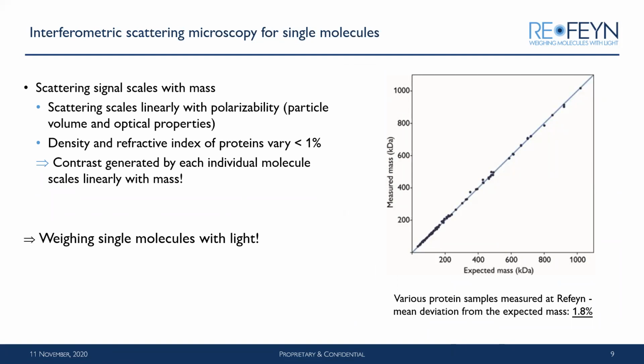And I want to emphasize here that what we measure is really mass. It's not hydrodynamic radius or anything like that. What we do is measure the mass of the protein. And here, this plot is the expected mass of molecules measured by other techniques, most of which are based on mass spec. And this is the measured mass with mass photometry. And what you can see here is that what we measure is really mass, and it correlates really nicely with less than 2% mean deviation.